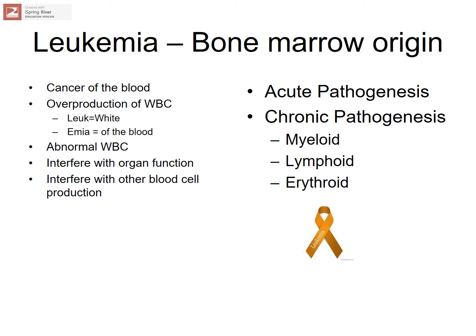Essentially, leukemia is an overproduction of white blood cells, leuc meaning white, and emia of the blood. These cells will be abnormal. And ultimately, there are so many of them that they interfere with organ function, accumulating in the spleen and other organs, and they also interfere with the production of other blood cells.